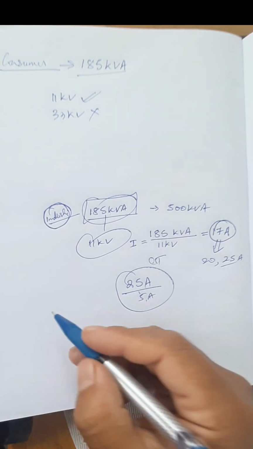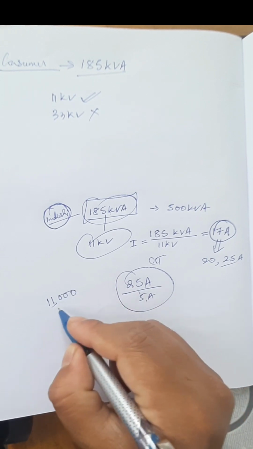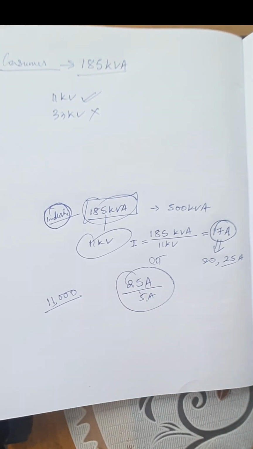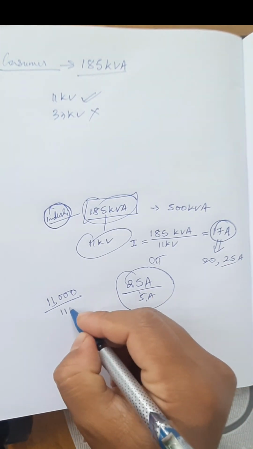In the case of the PT, since we are supplying 11,000 volt, it depends on the meter. Most of the time meters are rated 110 volt, so we will have to step this down to 110 volt.